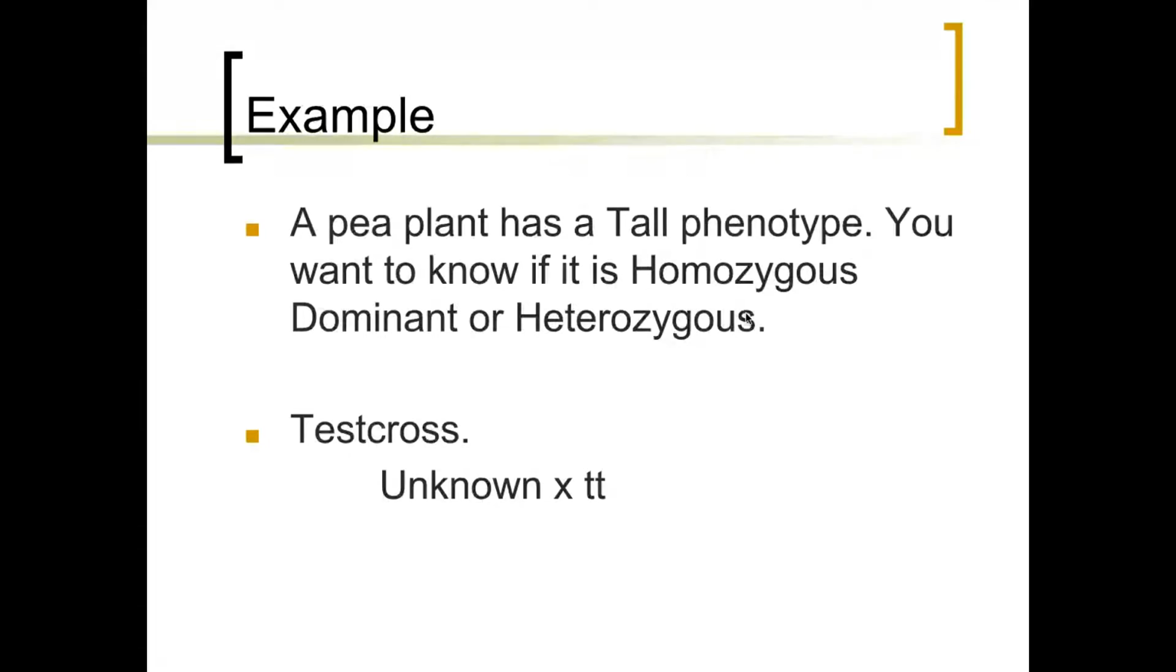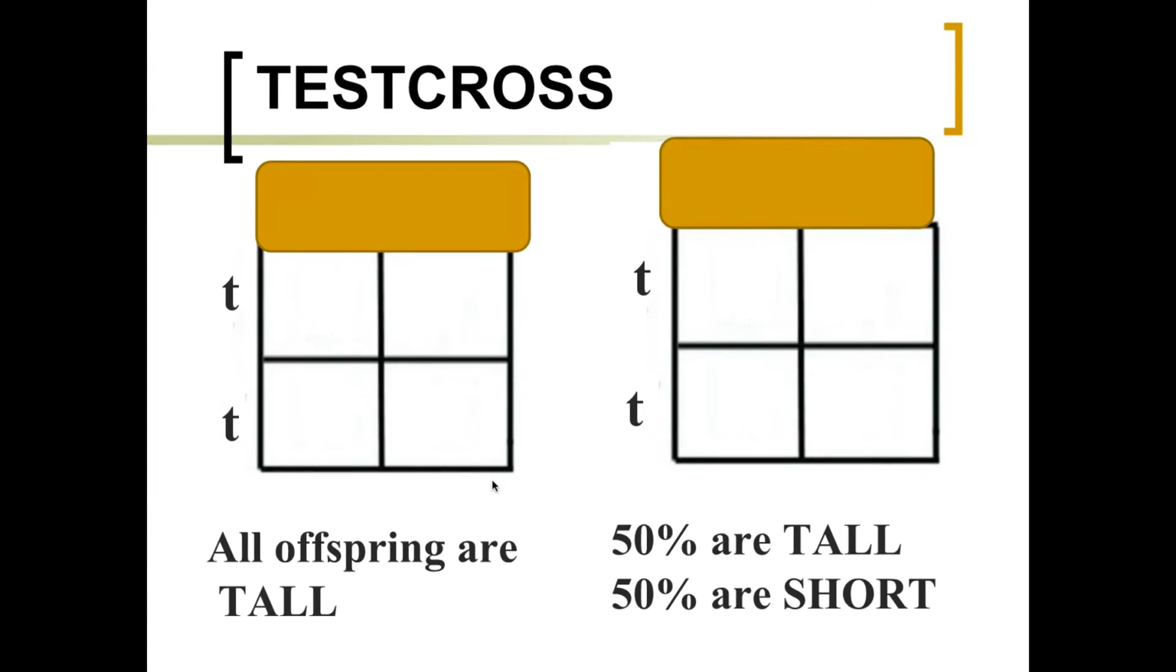So let's look at an example of what this might look like. And this is going to be a problem very similar to something that you're going to see. Let's say we have pea plants, and a pea plant has a tall phenotype. We want to know if that tall phenotype is homozygous dominant or heterozygous. So in this scenario, tall is dominant and short is recessive. So I have a pea plant that is tall. But I don't know if it's homozygous dominant or heterozygous. So what I'm going to do is take a short pea plant, which I know is little t, and I'm going to force it to have children with my unknown tall plant to figure out what his genotype is.